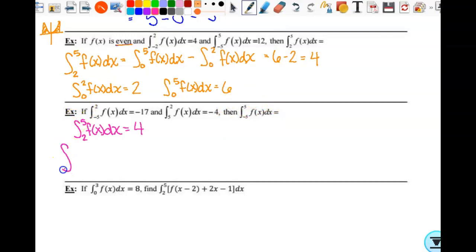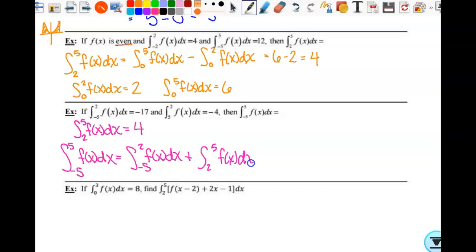Add them together. So the integral from -5 to 5 of f of x dx equals the integral from -5 to 2 of f of x dx plus the integral from 2 to 5 of f of x dx. And then we have those from -5 to 2, that's a -17. And then from 2 to 5, that is 4. So it gives me a -13.